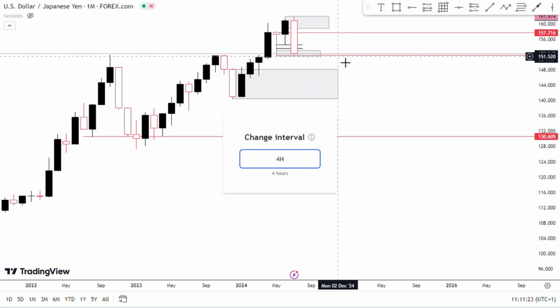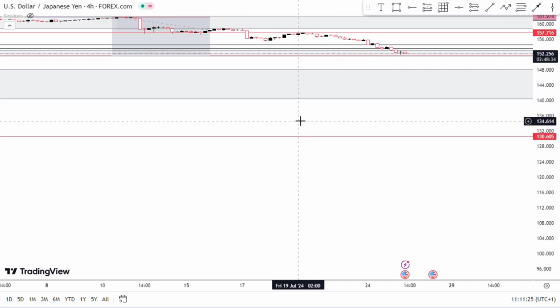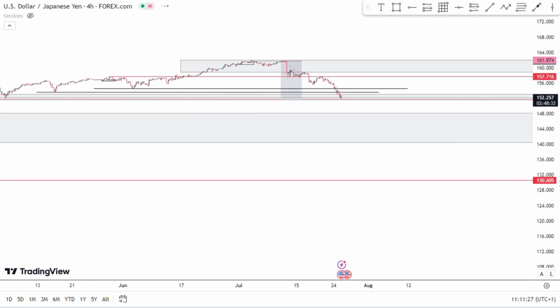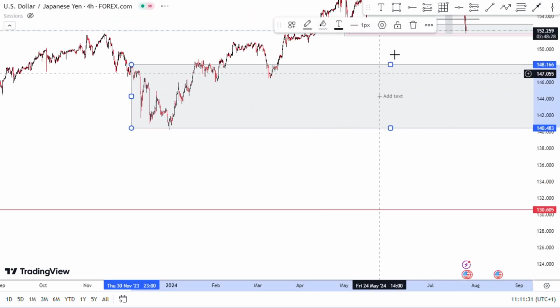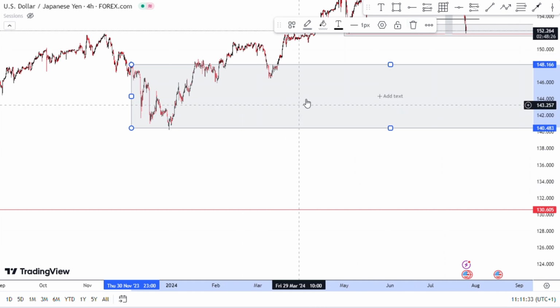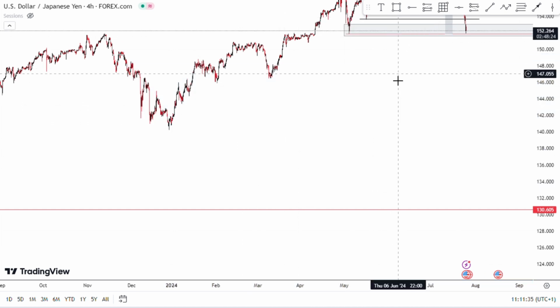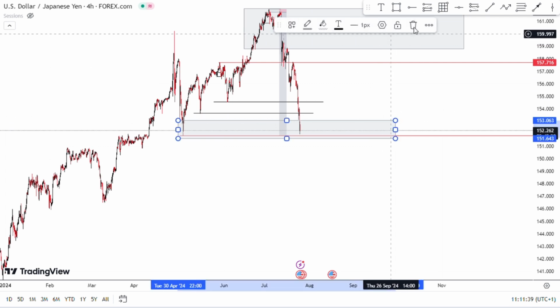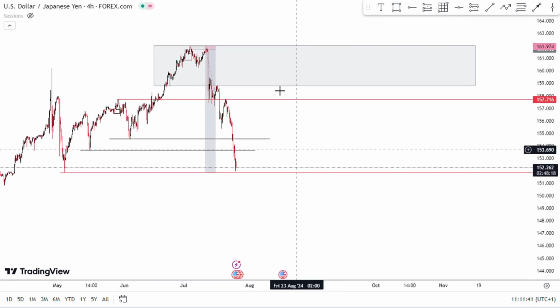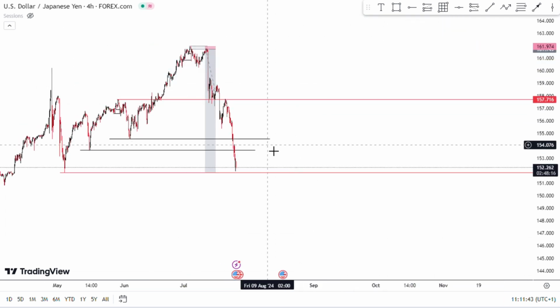Let me go back to the 4-hour time frame. On the 4-hour time frame, my chart is very dirty, a lot of drawings, so let me delete all this. So this is the order block I'm expecting price to tap into on the monthly time frame, and then demand zone. People trade with supply and demand. Okay, let me delete this.